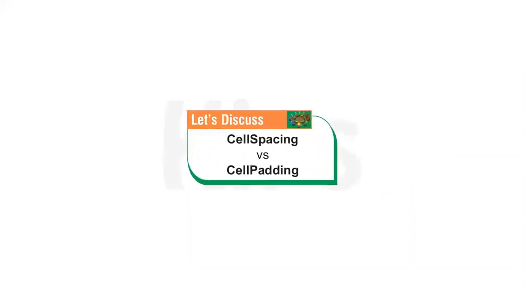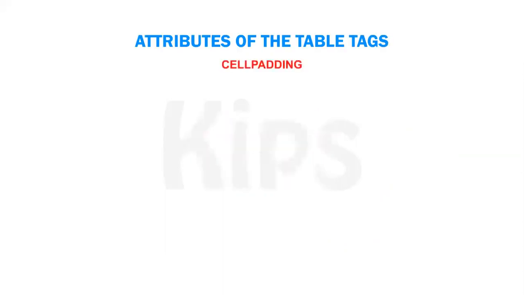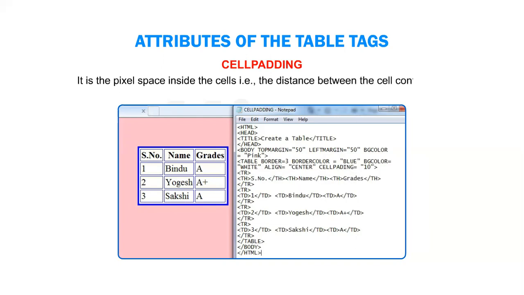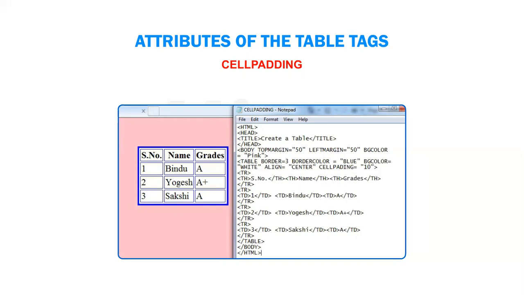Students, let us discuss cell spacing versus cell padding. Cell padding. This attribute sets the margins within a cell. It creates a distance between the edge of the cell and the contents of the cell. It is the pixel space inside the cells, that is, the distance between the cell content and the cell boundary.